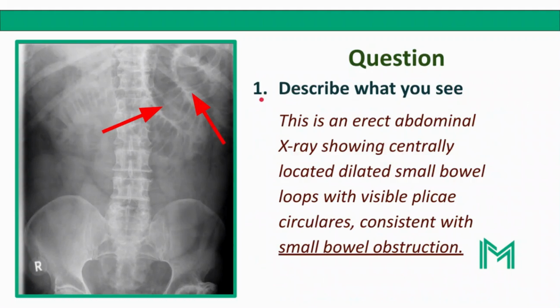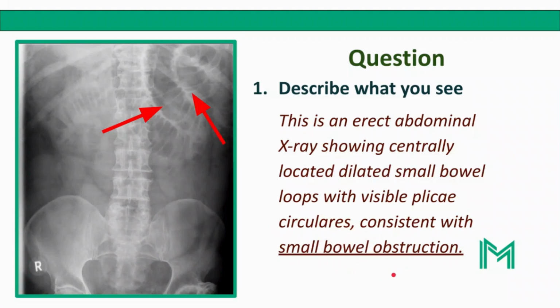So, the first part, which asks us to describe what we see, this is what we see. We see an erect abdominal x-ray showing centrally located dilated small bowel loops with visible plicae circulares consistent with small bowel obstruction. So this image tells us that there is small bowel obstruction, and we will go into the details of intestinal obstruction and eventually come back to explain why this image shows that the condition we are dealing with is a small bowel obstruction.